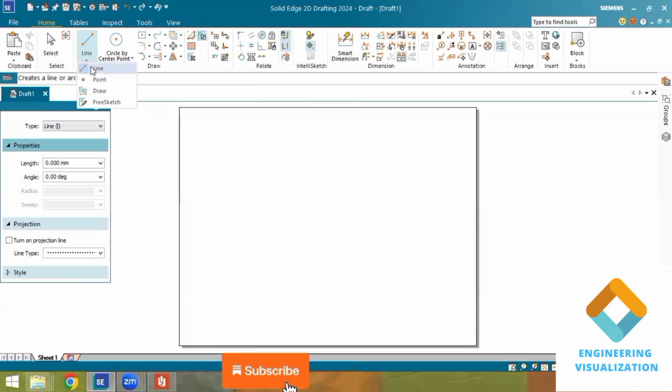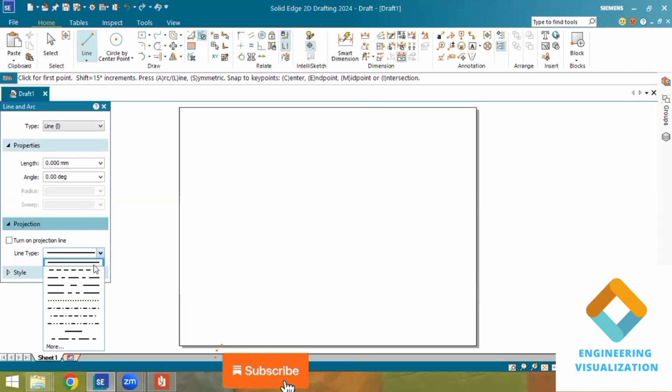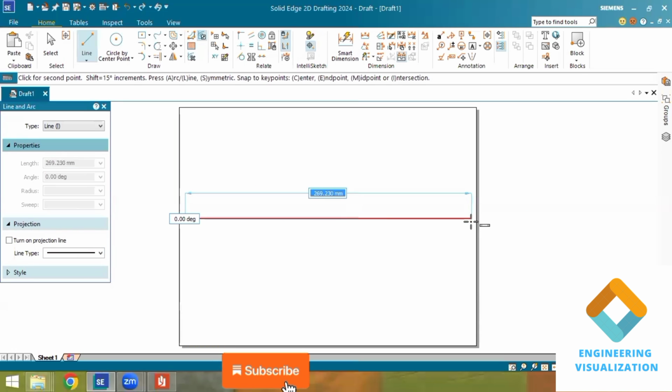Projection of point problem. This is Solid Edge 2024 student version. First, I'm going to draw an XY line.